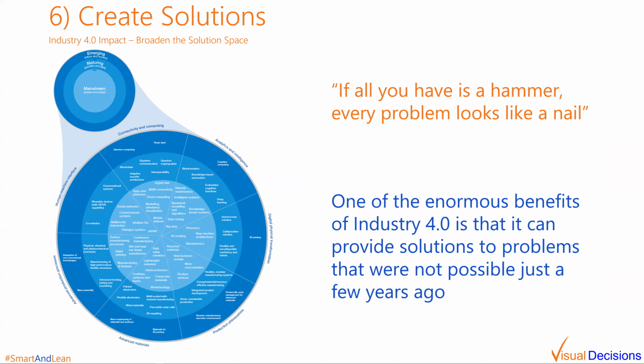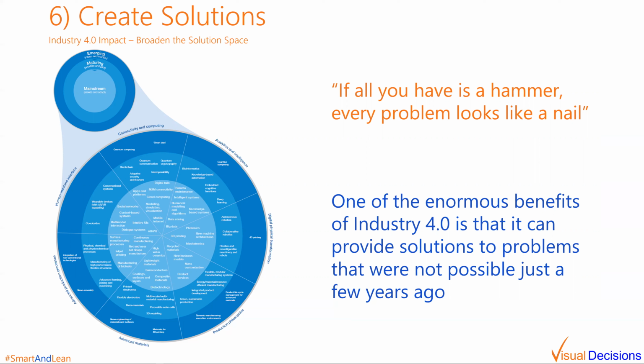Step 6 is to create solutions. Another big impact of Industry 4.0 is to broaden the solution space. For many problems in manufacturing, the fix will be some alteration to the physical equipment involved. Going back to that Fishbone diagram, those fixes primarily relate to the machine branch of that Ishikawa diagram. However, when the problem is related to man, material, method, management, or environment, the fix is often process or system-based.